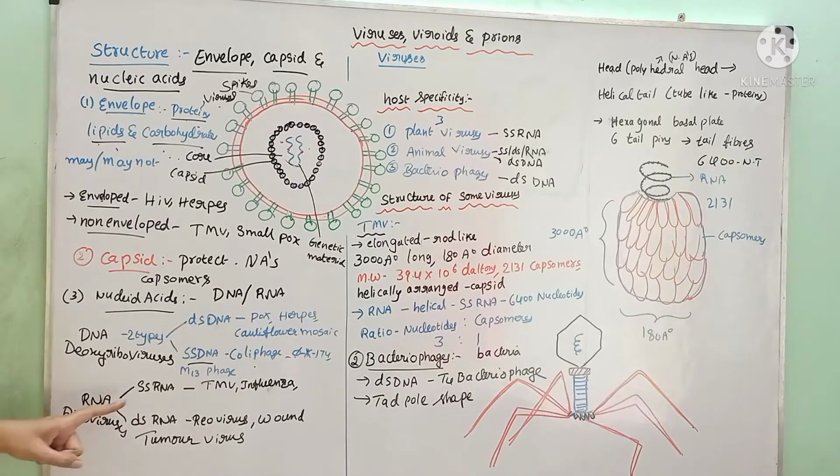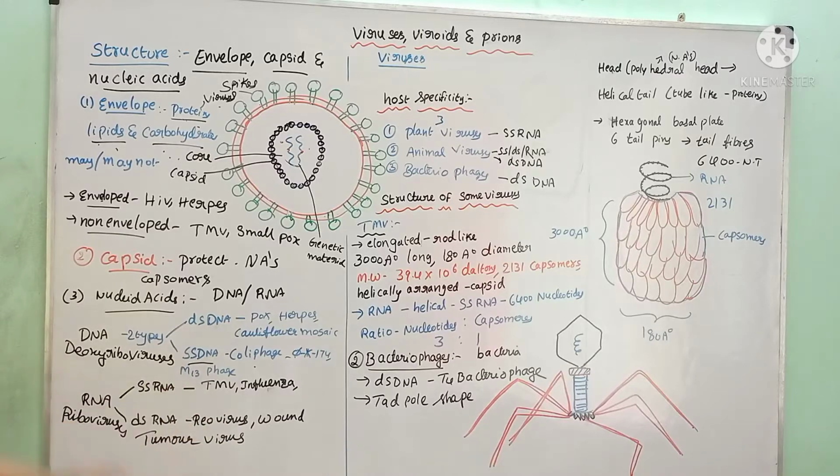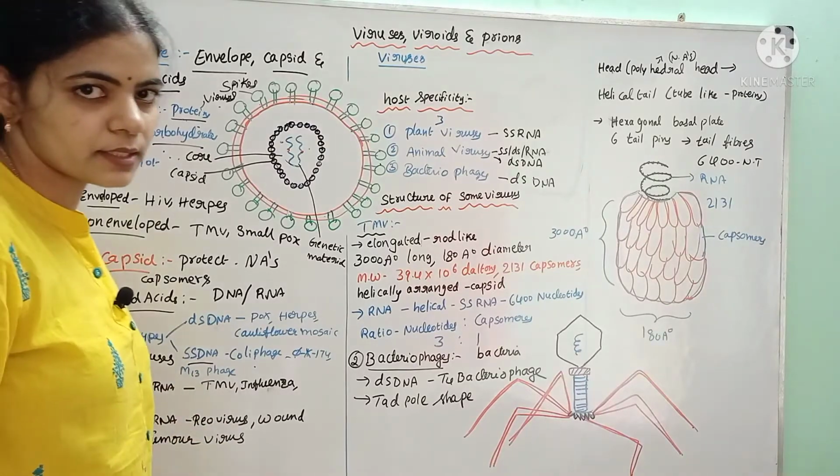RNA viruses are again classified into two types: single-stranded RNA viruses and double-stranded RNA viruses. For single-stranded RNA viruses, the examples are tobacco mosaic virus and influenza. And double-stranded RNA viruses examples are reovirus and wound tumor virus.